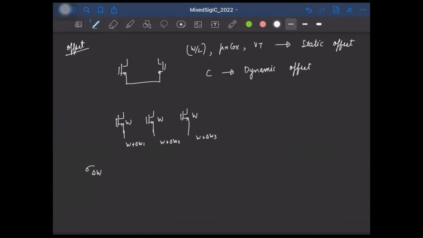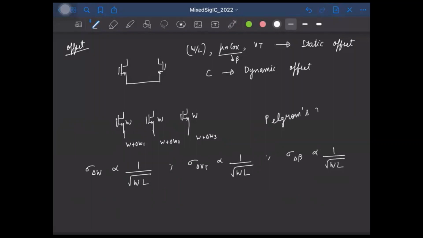Okay, and it turns out that the standard deviation in this delta W is inversely proportional to the square root of the area, right? W times L. Okay, and not only for delta W, even the VT mismatch also turns out to be inversely proportional to the square root of the area, right? And same with delta beta also, where this mu and Cox is called beta. Okay, and this is also inversely proportional to the square root of W times L. And of course, this is known as Pelgrom's model or Pelgrom's law.